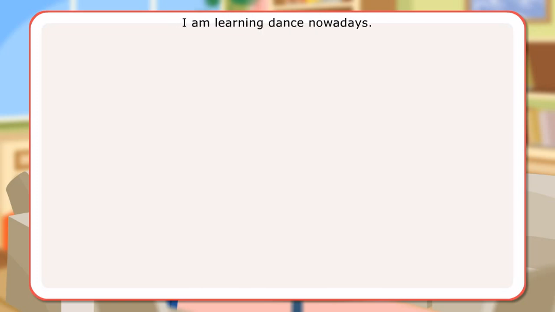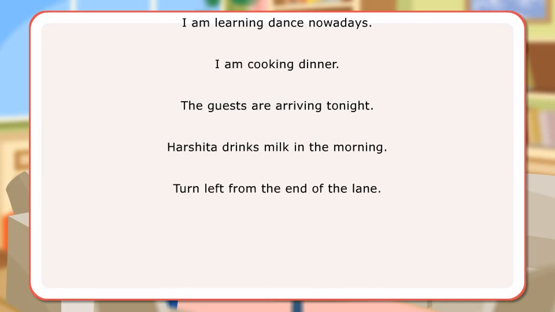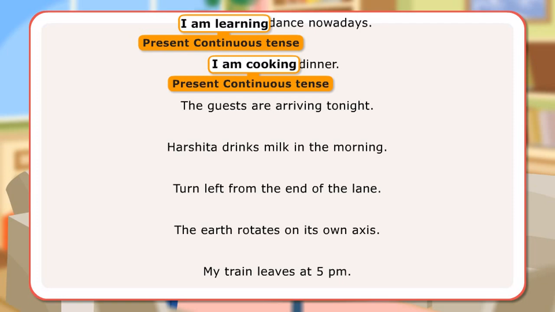I'm learning dance nowadays. I'm cooking dinner. The guests are arriving tonight. Harshita drinks milk in the morning. Turn left from the end of the lane. The earth rotates on its own axis. My train leaves at 5 p.m. In the first sentence, I'm learning is present continuous tense, as it tells of what is happening nowadays. In the second sentence, I'm cooking is present continuous tense.